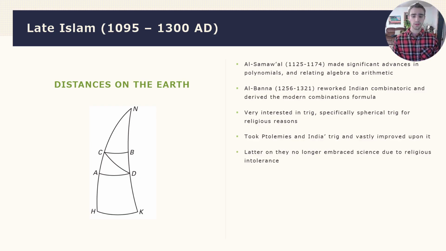They took Ptolemy's and India's trigonometry and vastly improved upon it by defining all trig functions, finding the spherical law of sines, and producing the rule of four quantities. However, it was the religious focus that became their undoing, as the intolerance of so-called foreign sciences caused a decline in mathematics until the mantle of mathematics was eventually passed to the West.